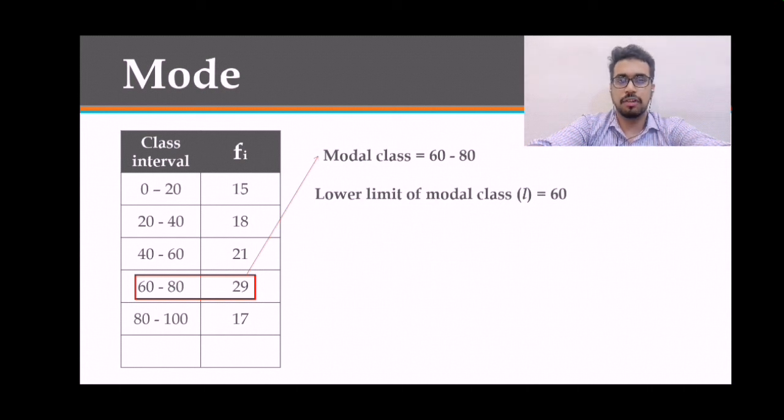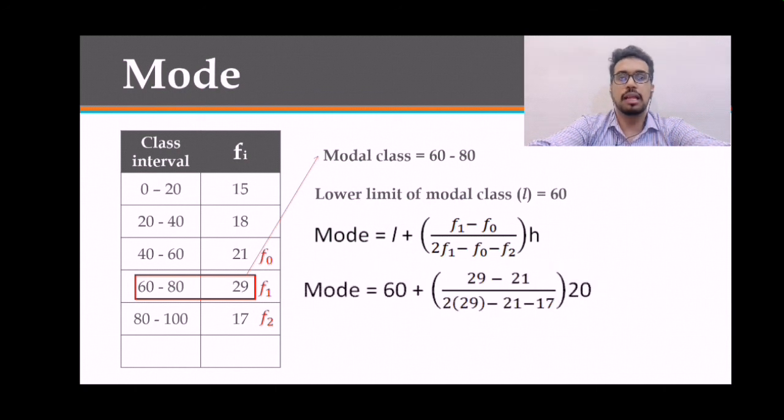Since 29 is the highest frequency, I would represent it as F1. The value before it is represented as F0. The value after the highest frequency is represented as F2. The mode of the group data is found by this formula. On substituting the values that we have obtained now, I'm going to get mode as 68.